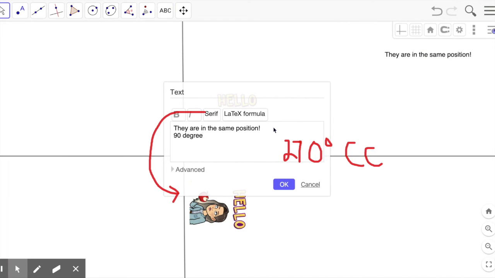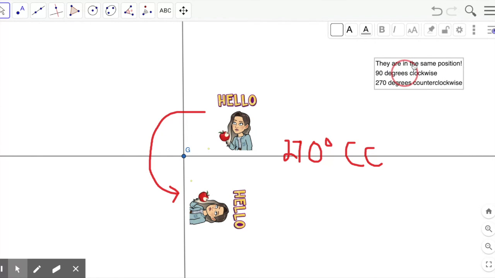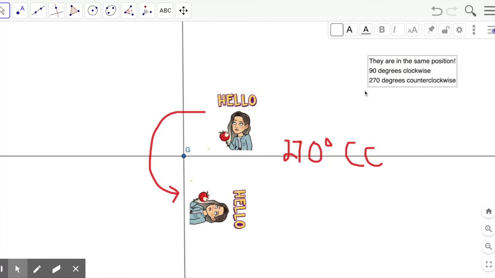So as you're working through this lesson and working on this assignment in identifying the type of rotation or the degree of the rotation and what direction, remember that a 90 degrees clockwise rotation is the same as 270 degrees counterclockwise.